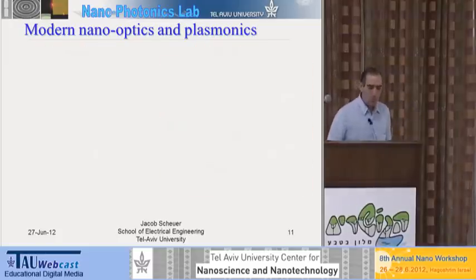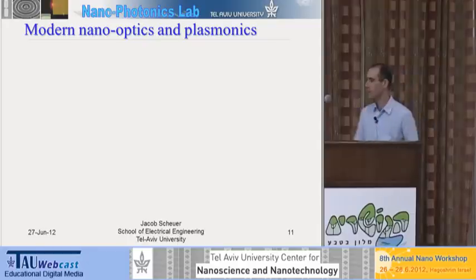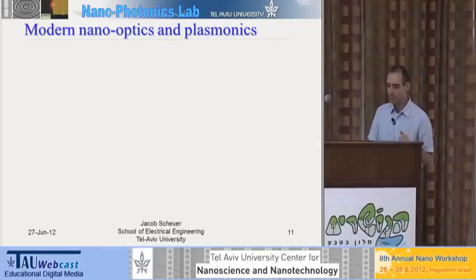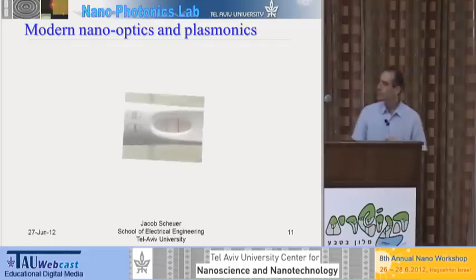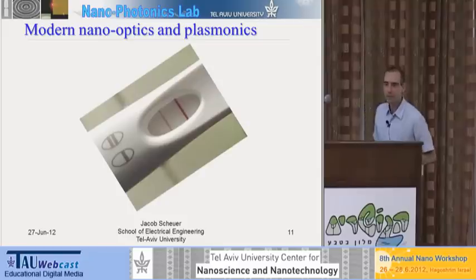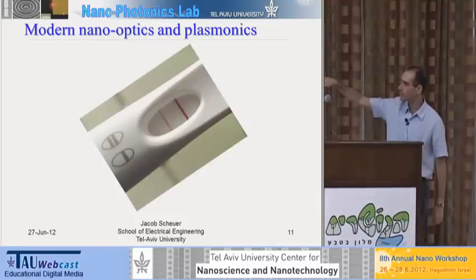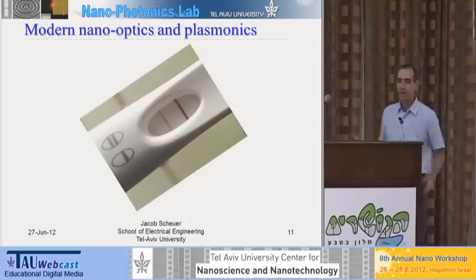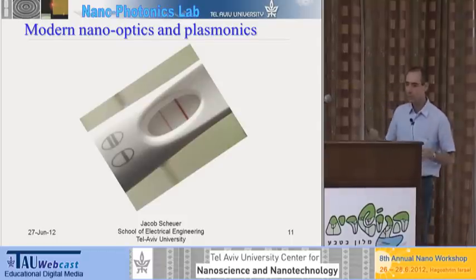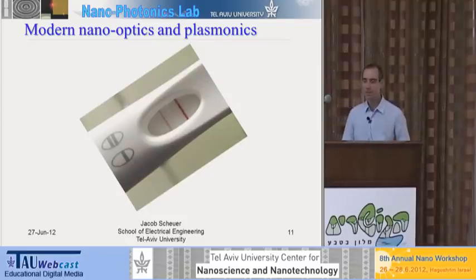So plasmonics could do magic, but it could also do some more down-to-earth things, and it has very familiar applications. All of you are familiar with them. Some of you probably have been using it, maybe more than once. Here it is, the pregnancy test. This little red line over here is a plasmonic effect generated by enhanced scattering due to binding of nanoparticles here, which is caused by the existence of a protein which is indicative of pregnancy. So, surprise, surprise, plasmonics is not only some science fiction area, it also has some practical implications.